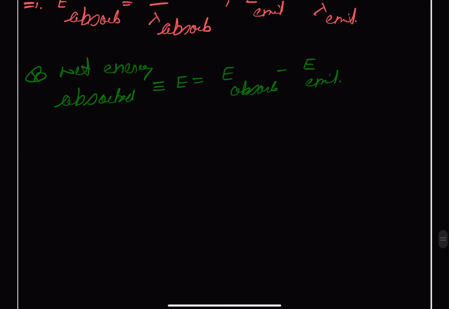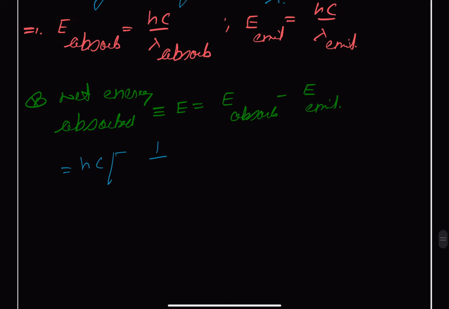We substitute their respective values, hc will be common, we get... sorry, one second, I've written this on the reverse. This will be our emit and this will be our absorb, because the relationship is inverse. So we get this as 1 upon lambda emit minus 1 upon lambda absorb.